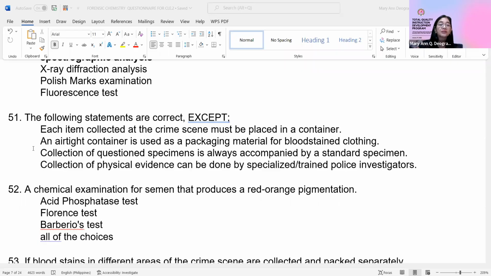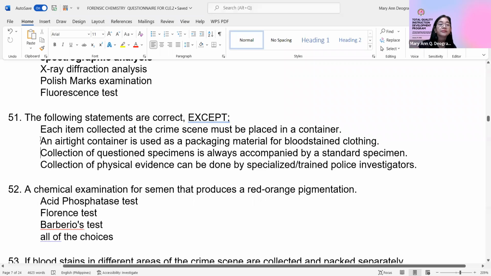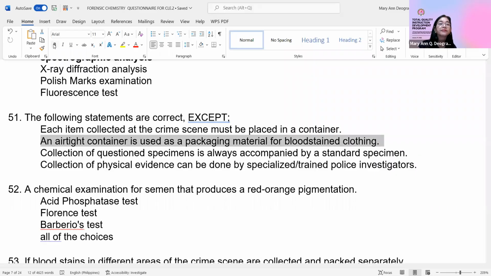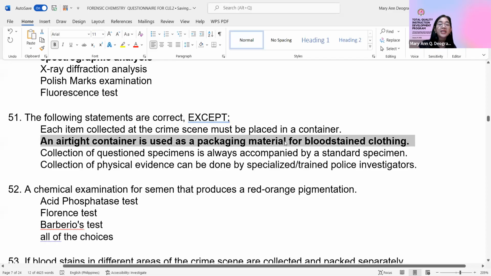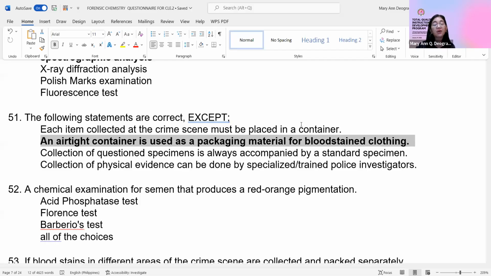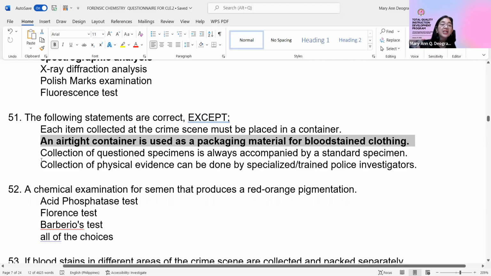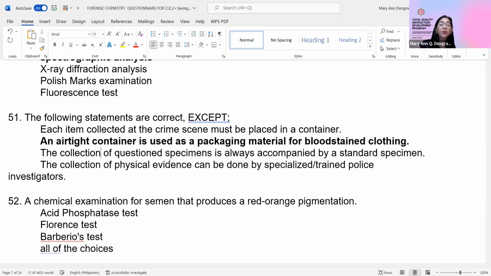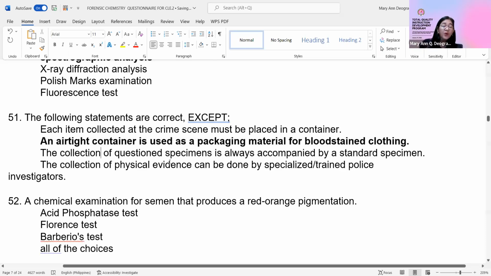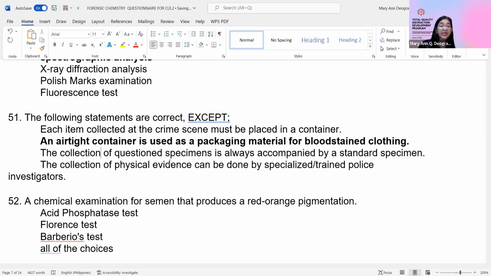So this is the exception. Kasi ang ating letter A is they should be collected individually. So that's maintenance of individuality. Isa yun sa guideline sa collection of physical evidence. And then ito naman, okay, collection of questioned specimens, lagi tayong kumukuha ng standard or yung known specimen natin.